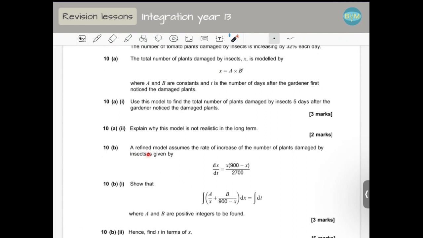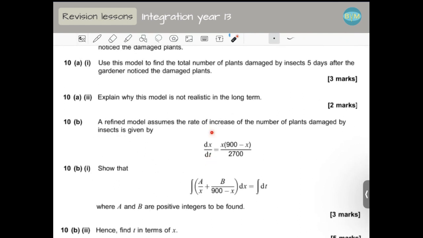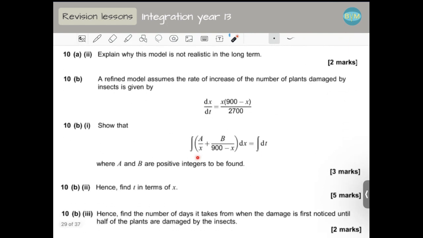A refined model assumes that the rate of increase of the number of plants damaged by insects is this differential equation. So we have x and t again, but in a differential equation. So this dx is equal to this dt. We have to not integrate, but prepare the question to integrate. We have to separate the variables and try to write it this way. If you see these A and B capital letters there, it sounds like partial fractions. So you're going to see that very quickly. Let's prepare that function to integrate.